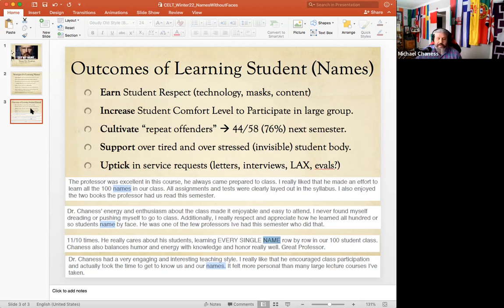So it's important. I care about my enrollment numbers, and I'm not ashamed to admit it. For my upper division courses this semester, and this is the highest it's ever been, 44 out of my 58 enrollees are repeat offenders. So I've had 76% of my students in the upper division classes before this semester, and I don't have to relearn their names. So it's really easy to learn names in my upper division courses, and those students set the tone for the entire rest of the semester.